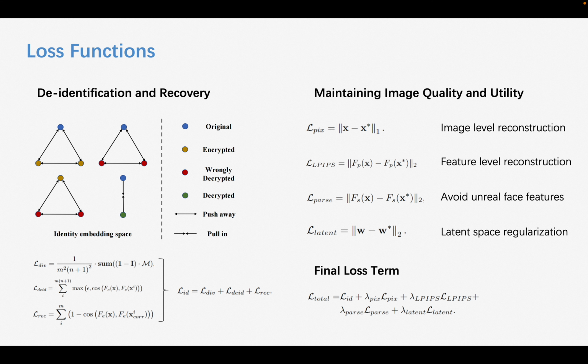To achieve reversible de-identification, the similarity between the original face and the correctly decrypted face is maximized, while all the de-identified faces are pushed away from the original one. To keep the best image quality and utility, image-level and feature-level reconstruction loss terms are imposed. We also use a parsing loss and a latent loss as regularization loss terms.